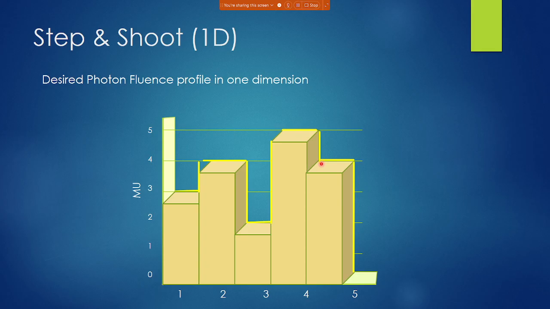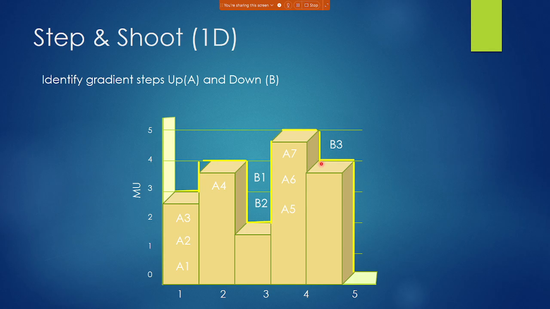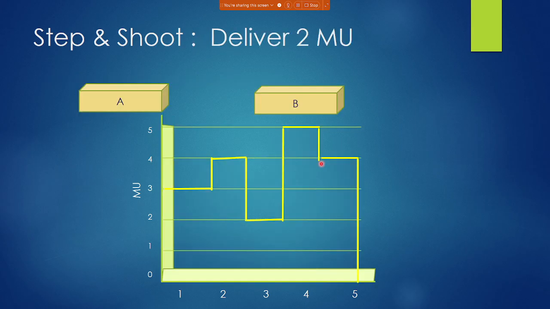How do I create segments for segmented IMRT is the question. I split this into A1, A2, A3, A4, B1, A5, A6, A7 and B1, B2, B3. Now B1, B2, B3 are where I'm not going to give any radiation, and A1, A2, A3, A4 and so on are where we will have to give radiation to get this shape. So this is the profile that I have got.